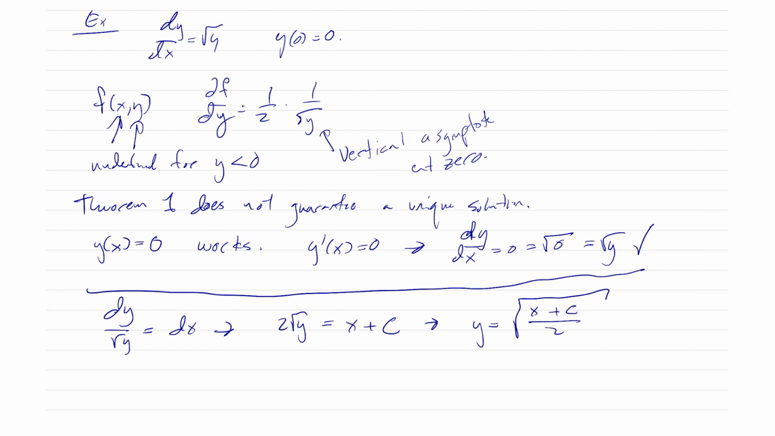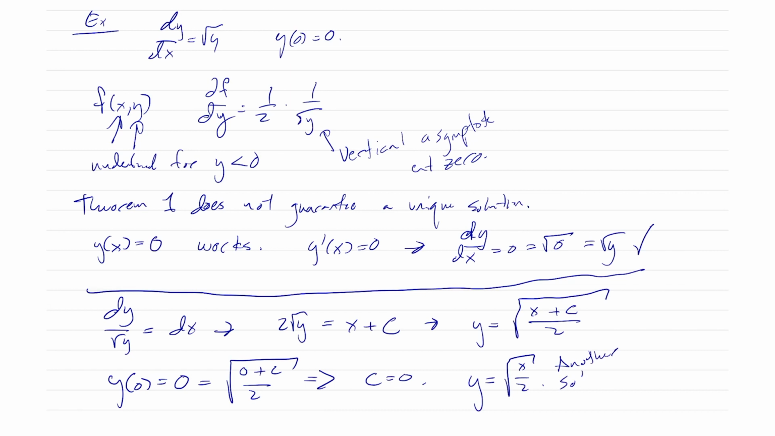Now I need to figure out what c is, but for my initial value problem, y of 0 should be equal to 0, and so that tells me that 0 plus c over 2 should be equal to 0, and so c must be equal to 0, because the square root of c over 2 is 0. Okay, so then that tells me that y is equal to (x over 2) squared, and that's another solution to the IVP.